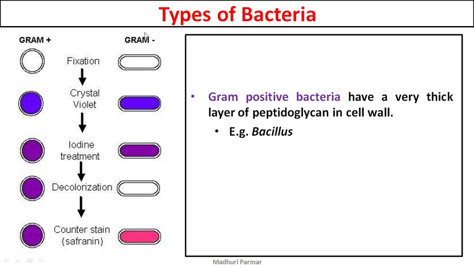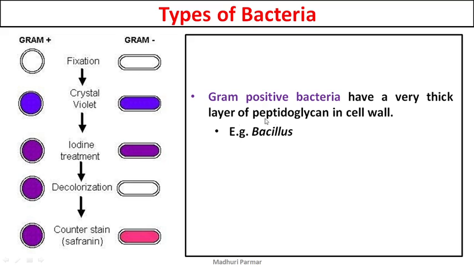Now let us see types of bacteria. There are many ways to classify. You can classify them in multiple ways based on shape, based on size, based on if they cause any infection. But here we will study them on the basis of their structure. Based on their structure, they can be either gram positive or gram negative. I'll tell you what is the difference.